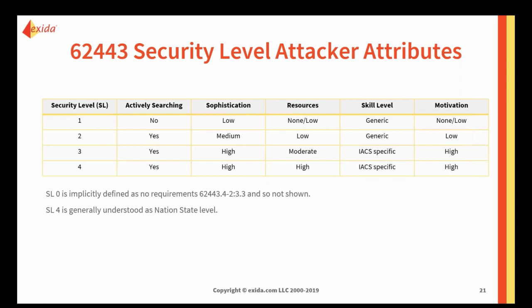And then security level four is essentially your nation state. So this is your Russia, your China, the US. It's actively searching. They're very sophisticated, with a high level of resources, basically an unlimited number of resources. They know a lot about industrial automation and control systems, and their motivation is very high. So these are the nation state actors, is what most people call them.